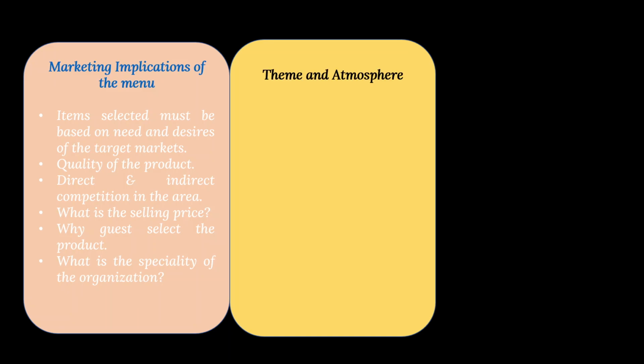Second is theme and atmosphere. Ambience of the F&B operations is very important. Specialty cuisine served, whether you are serving Italian cuisine or French cuisine or Indian cuisine or dum cooked cuisine or any regional cuisine specialty or South Indian cuisine, whatever specialty cuisine is to be served, that will also be taken into consideration. With that, the proper theme will be created.